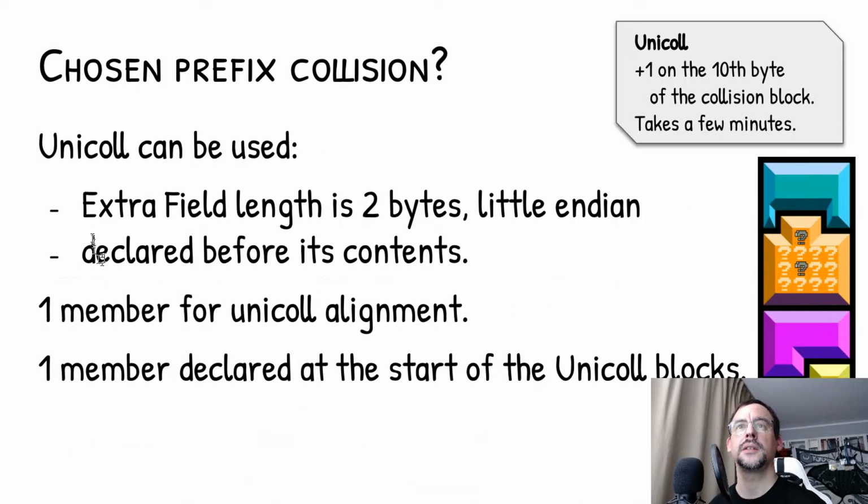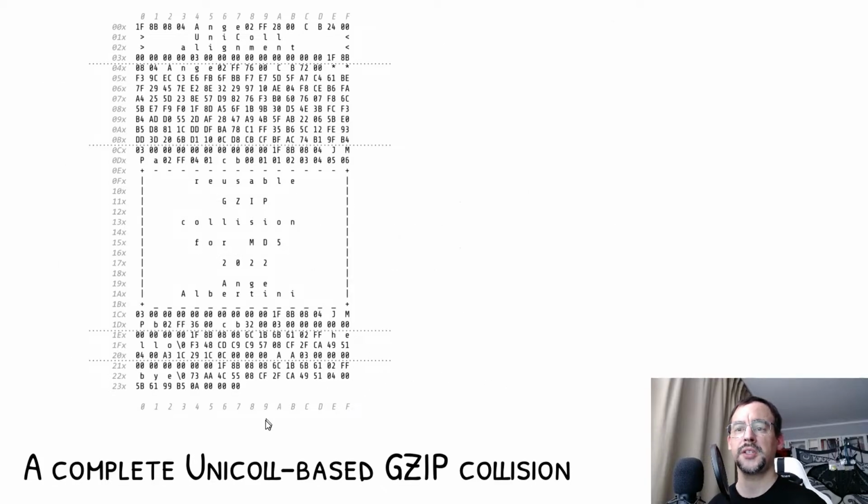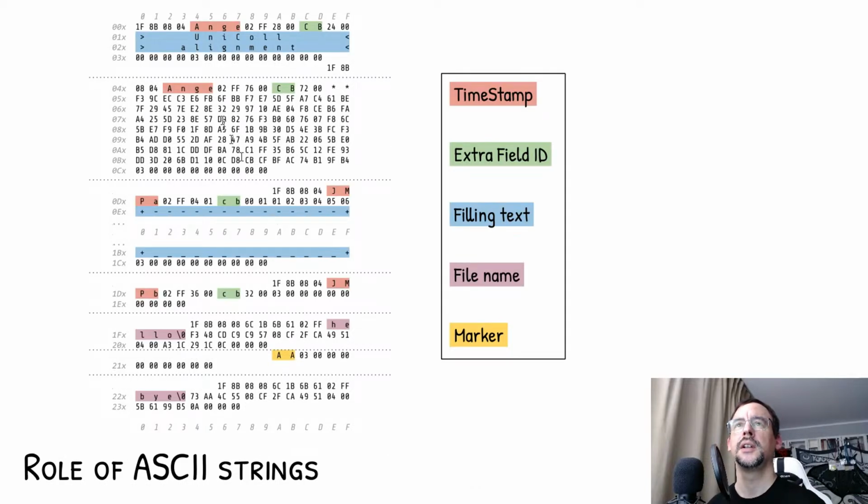So now Unicoll can be used with chosen prefix collision. Again, Unicoll works on +1 on the 10th byte of the collision block, and is faster than chosen prefix. So you use one member for Unicoll alignment, then one member declared at the start of the Unicoll blocks. So this is a Unicoll-based GZip collision with some ASCII art in the middle, and the timestamp, okay, which I've used to put my name, because why not?